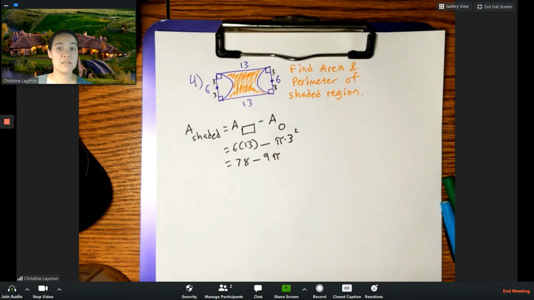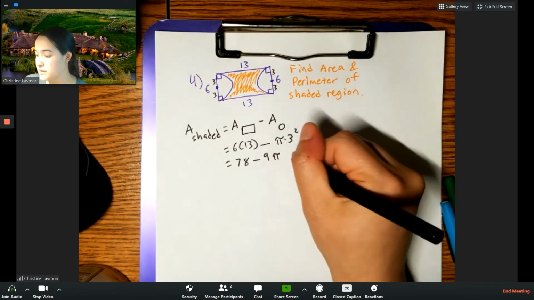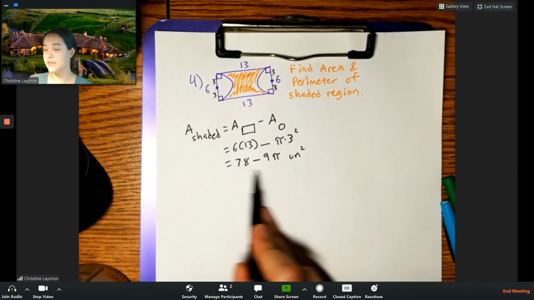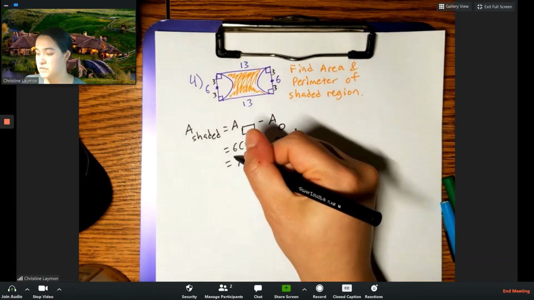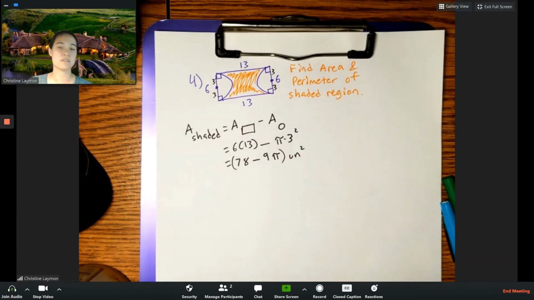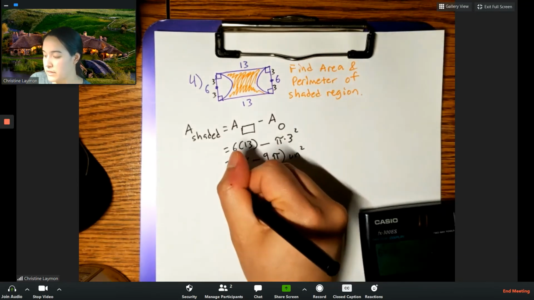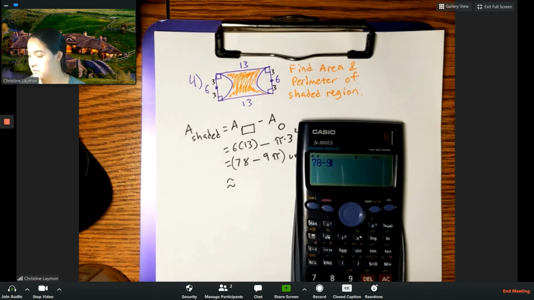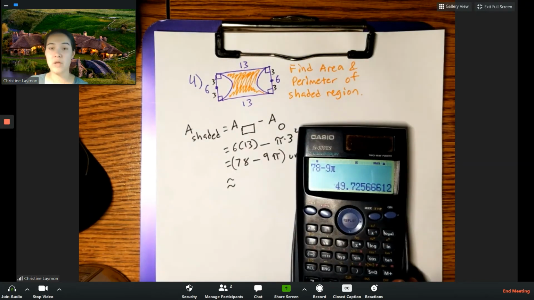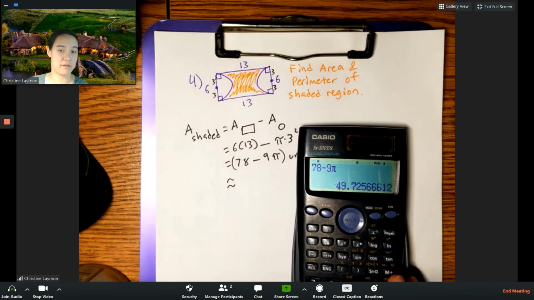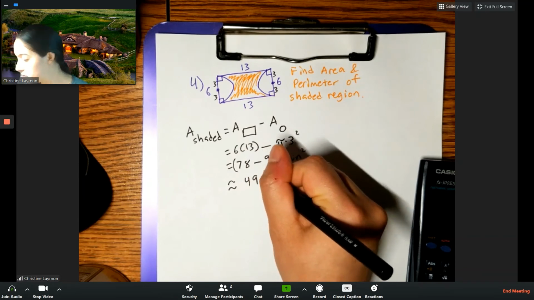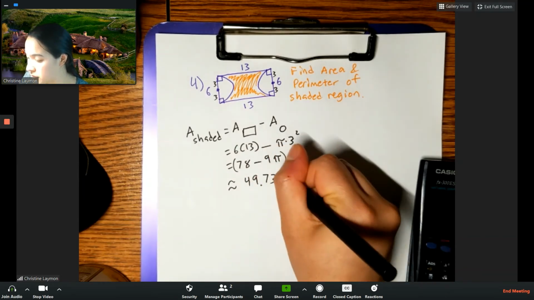And this question didn't give us any units, so we're going to say units squared. This here is a perfectly valid answer. So 78 minus 9 pi units squared. However, if you want to see a decimal, we can say this is approximately 78 minus 9 pi, so it's roughly 49.73 units squared.